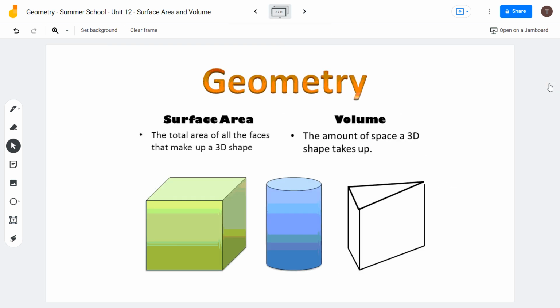Let's see here. So surface area, volume. Surface area is the total area of all the faces that make up a 3D shape. So if we think about a rectangular prism, there are 6 of them, like a dice. When I think about it, I think of wrapping paper, how much paint you would need, things like that. Whereas volume is how much space inside of the shape there is.